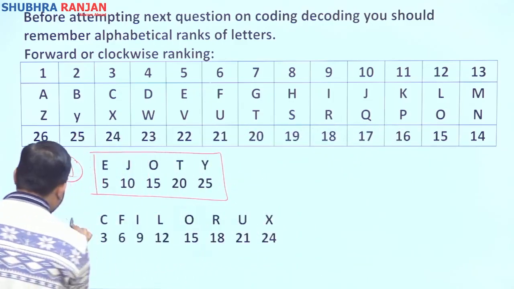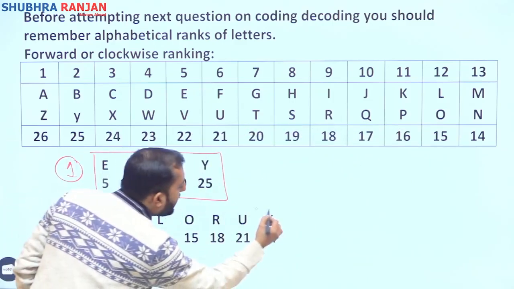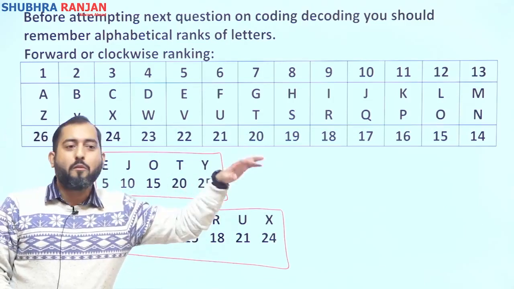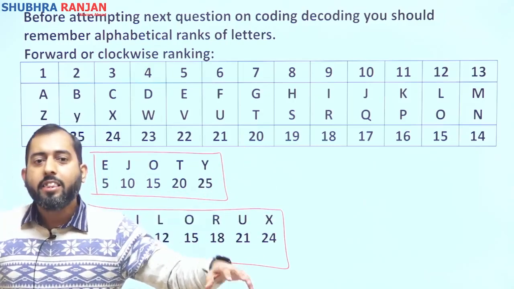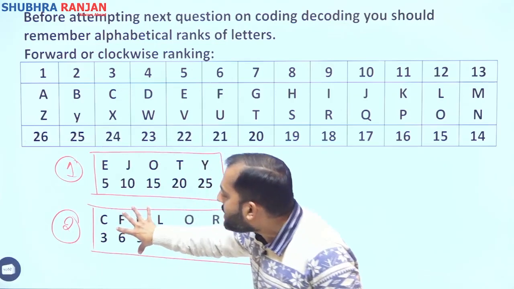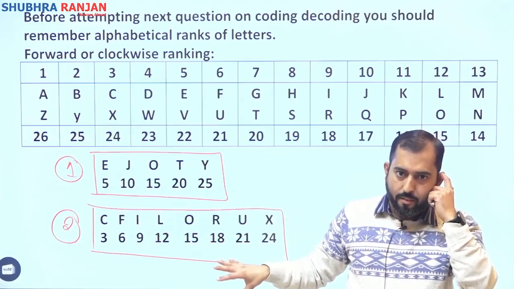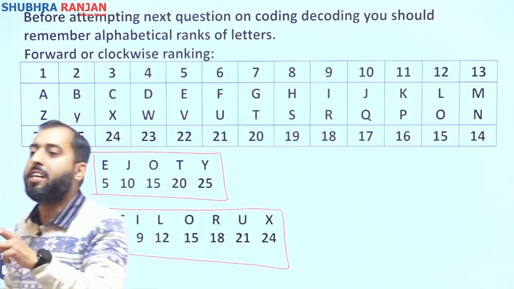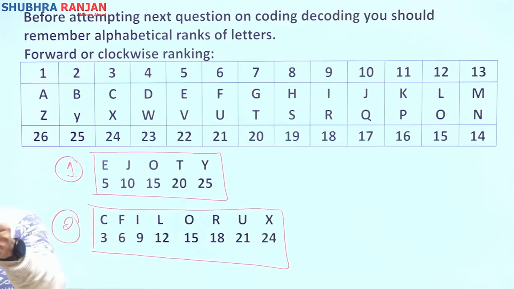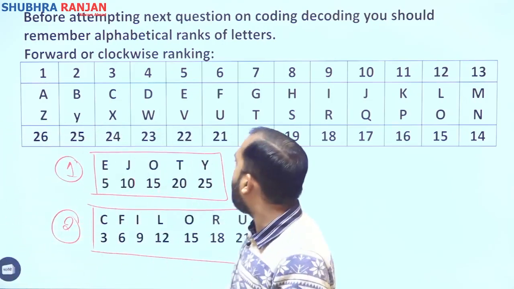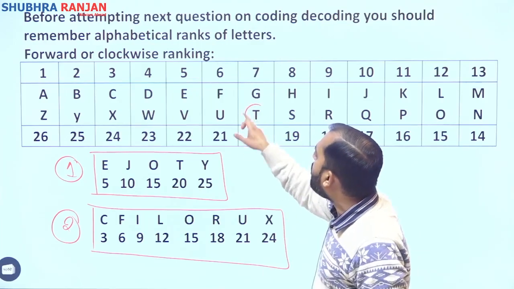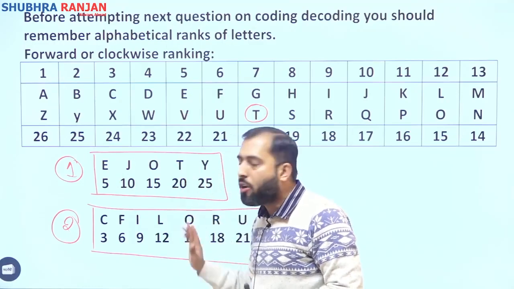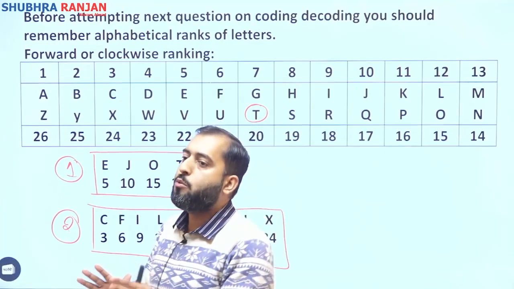Next, along with this, the second word that you can remember is cephalorix. It sounds like the name of a medicine. In this word, every letter is at a distance of 3 from each other. With the help of these two words, cephalorix and EJOTY, we can recall the position of any letter in the English alphabet pretty easily. For example, the position of T is 20th. In EJOTY every letter is at a distance of 5, so the position of T is 20. This is one way.